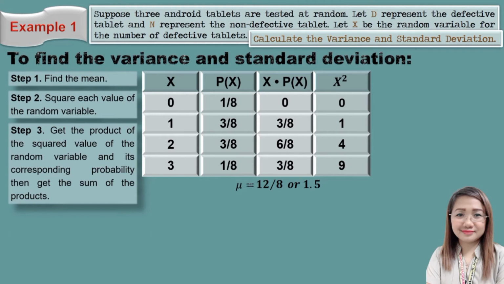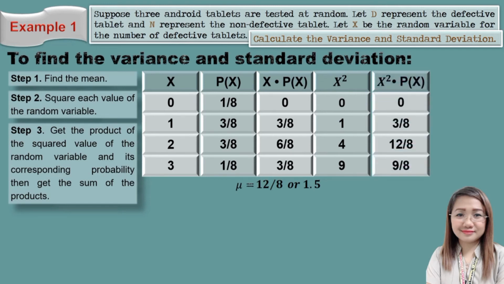So, we have to get the product of x squared and p of x. We have 0 times 1 over 8, it's 0. 1 times 3 over 8, it's 3 over 8. 4 times 3 over 8 is 12 over 8. And 9 times 1 over 8 is 9 over 8. Then, get the sum of the products. Therefore, we have 24 over 8 or it is 3.